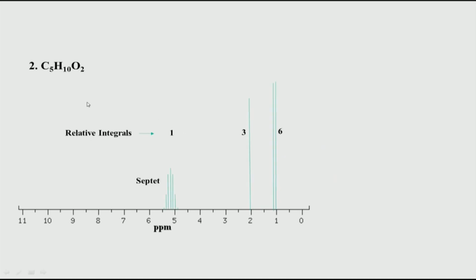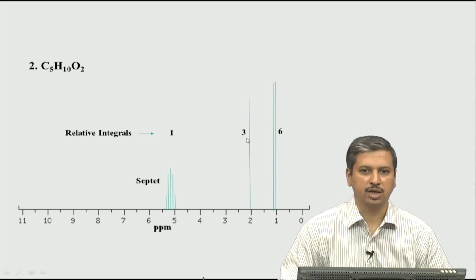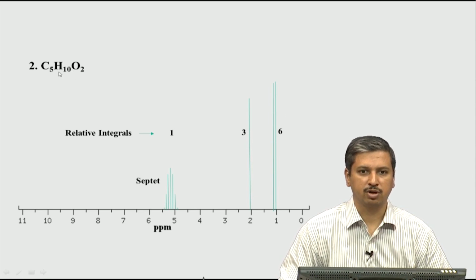In this case, we can again see there are 10 hydrogens. If you look at the integral, 6 plus 3 is 9, 9 plus 1 is 10. So, 10 hydrogens match with this particular formula. Now, let us analyze the chemical shifts. You see there is a septet here, 7 peaks.